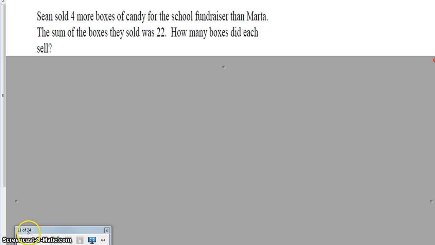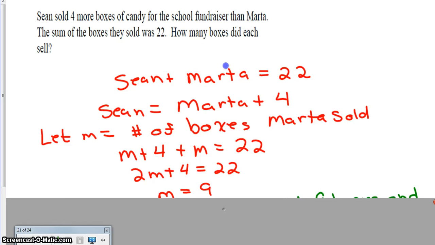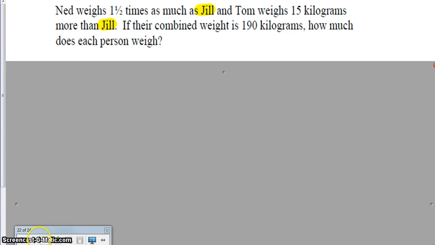This is a case where a verbal model might be helpful. This is where you might think that you have 3 variables, but please look at what I've highlighted. Both of the boys, Ned and Tom, are compared to Jill. Verbal model would help here.